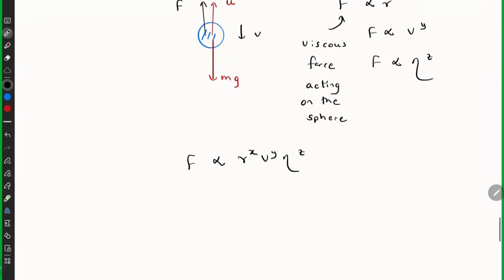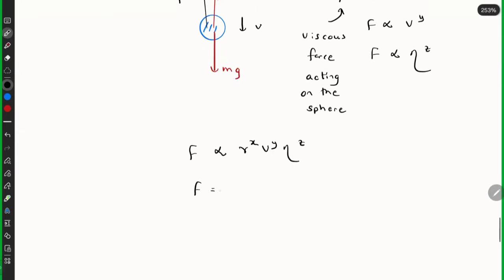Now what you have to do at home is you can put a constant, right? R to the power x, v to the power y, eta to the power z. And you can find the values of x, y, and z. I want you all to try this at home. If there are any difficulties, just let me know.